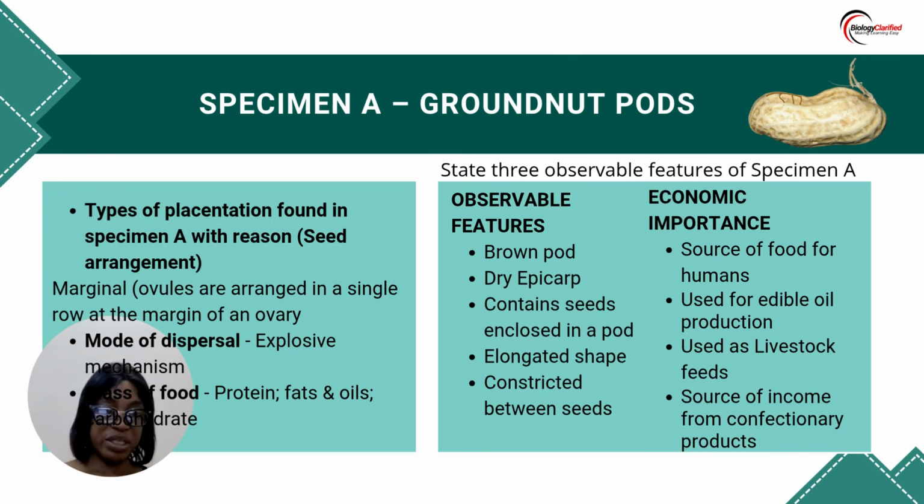Then economic importance: source of food for humans, used for edible oil production. You know your popular groundnut oil. Used as livestock feeds, it is part of the content that they use in providing feed for poultry. Source of income from confectionery products, you know, your parfait, your kuli-kuli, the traditional one. Egusi, we even use it as soup. That's a source of food.